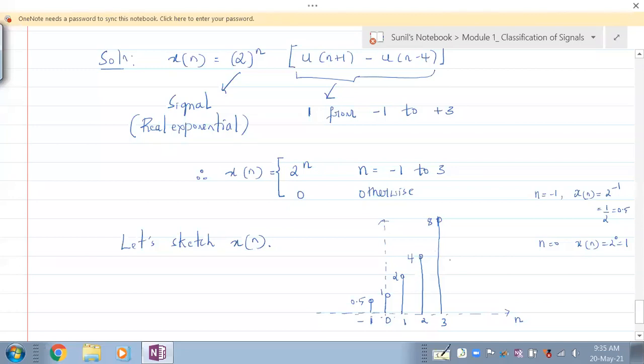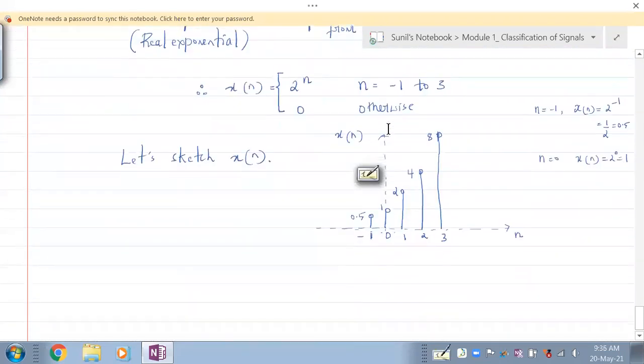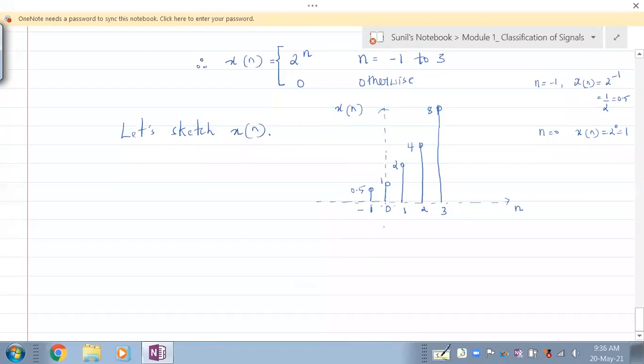No problem. It is just a finite signal, mind you. Understand that? Where this 2 power n is ranging only from -1 to +3. So you're not doing any job here. It's only this much. This is your x of n when we sketch this. Once we have x of n, let's go with sketching all this. So therefore, what is y1 of n? Y1 of n is shifting x of n to the right. Let's have this one below the other.